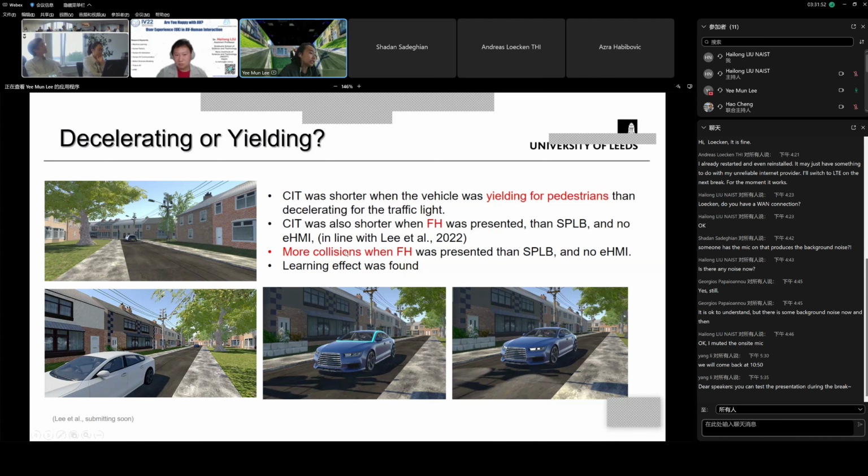They also have more collisions when the vehicle is actually not decelerating for them, which is what we want to avoid. And learning effects were found. Towards the end of the trials, people start to not trust the eHMI, in this case flashing headlights, as much as they do in the beginning of the trial. They start to use a bit more kinematics information and not trust the explicit communication given to them by the automated vehicles, which is good in that people learn, but we don't want people to not trust the explicit communications being given by the vehicles, right?